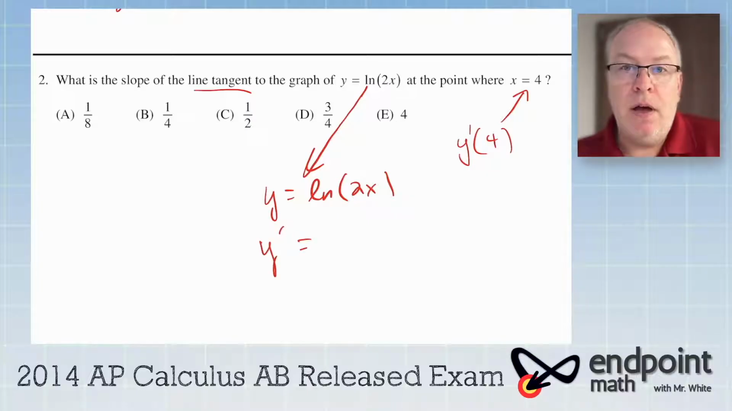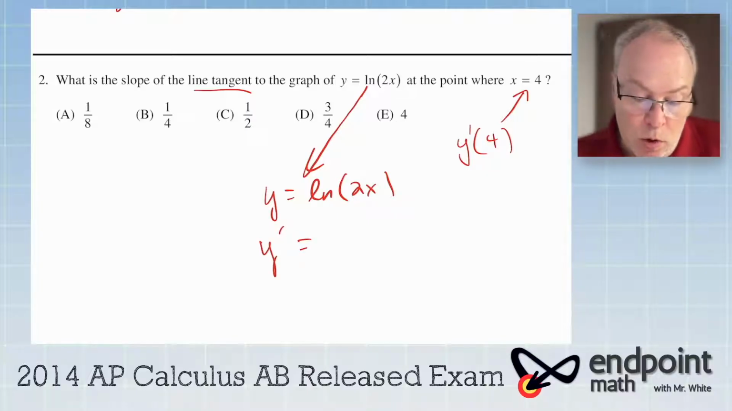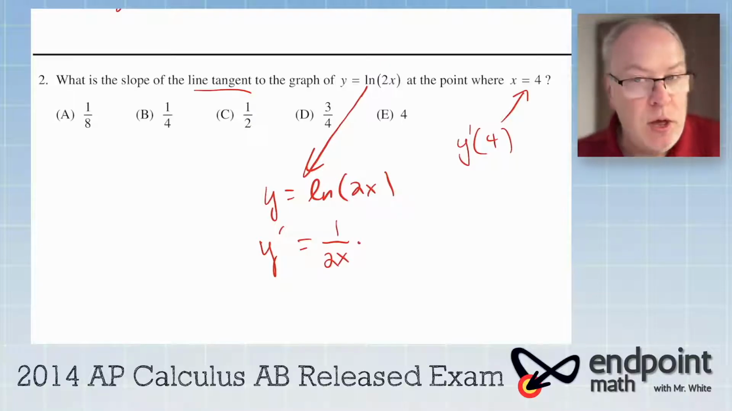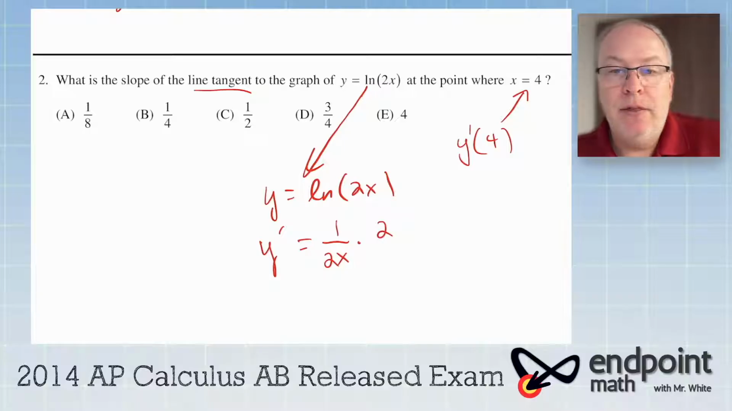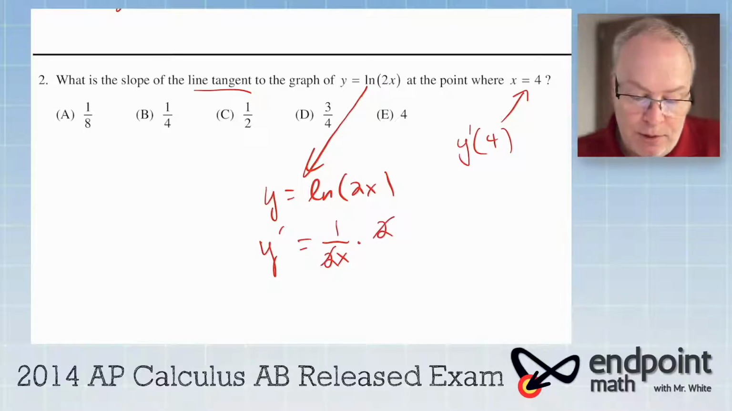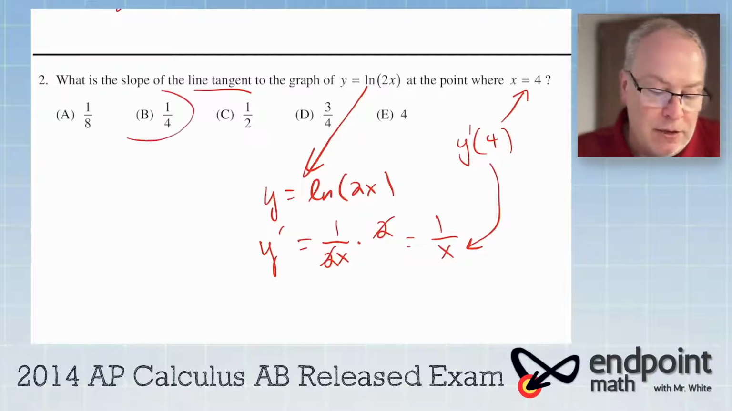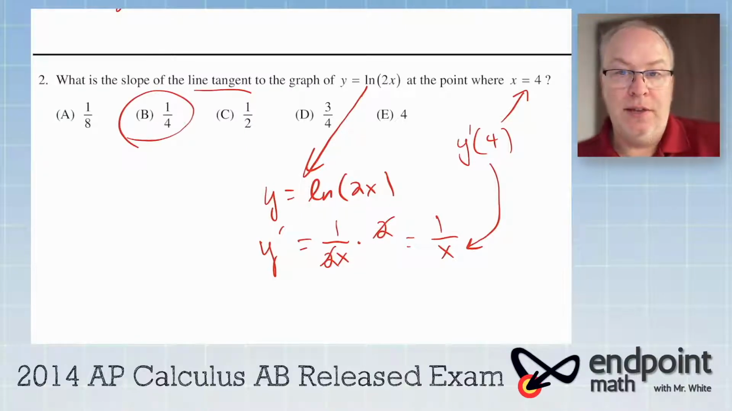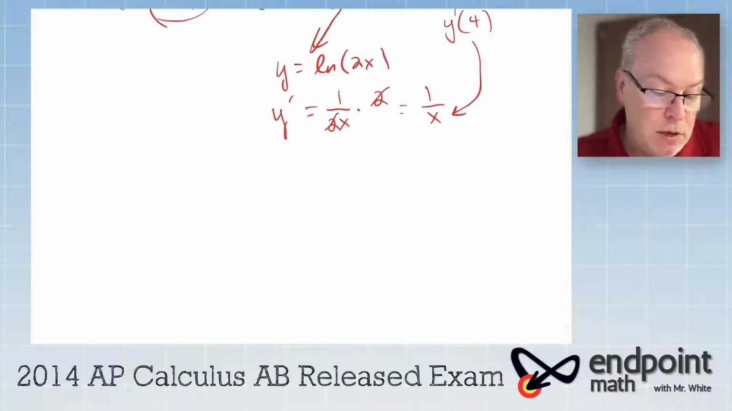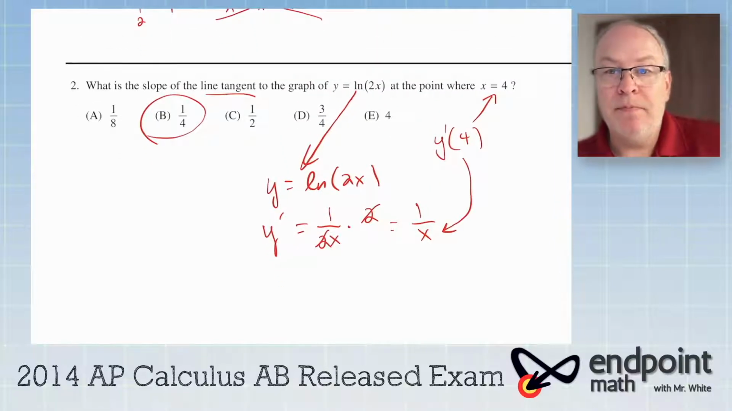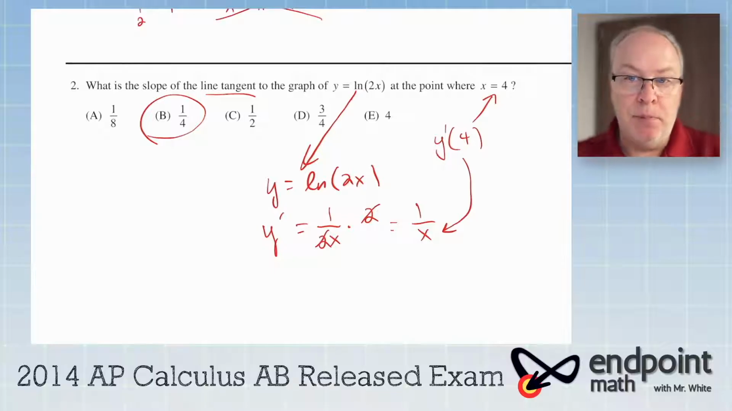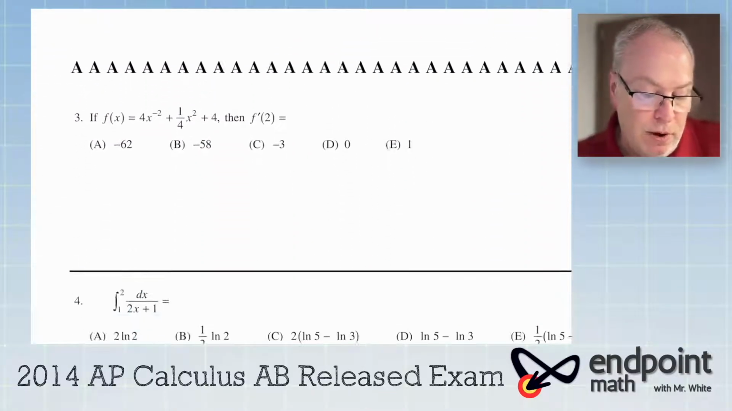We're going to take the derivative. The derivative of natural log u is 1 over u, so 1 over 2x. But don't forget the chain rule. Some students will. We're going to multiply by the derivative of that. So then what happens is the 2's cancel. We're left with 1 over x. You plug your 4 in, you get a quarter. A quarter is the answer. All right, so that's like a 20-second problem max. You read it, you see the tangent, you see they gave the function, boom, take the derivative, plug 4 in, you're done.